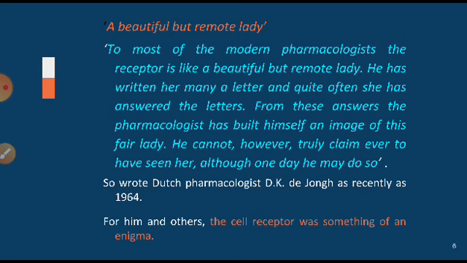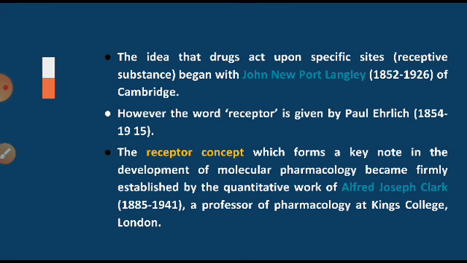This was written by D.K. de Jongh actually. For him and others, the cell receptor was something of an enigma at that time. They knew that there is something like this, but they were not able to find it. There was one scientist known as John Newport Langley, from Cambridge, who proposed that yes, a drug definitely acts on a specific site. From there the idea emerged.